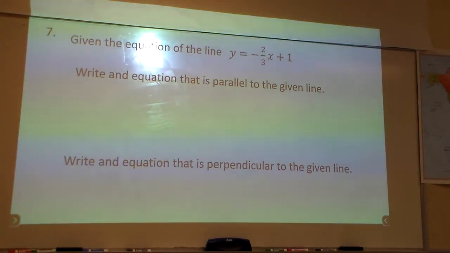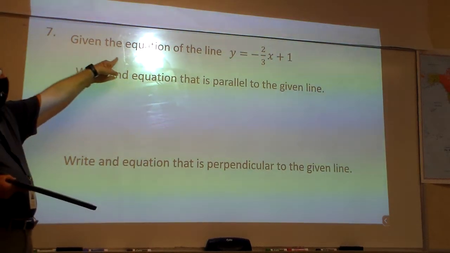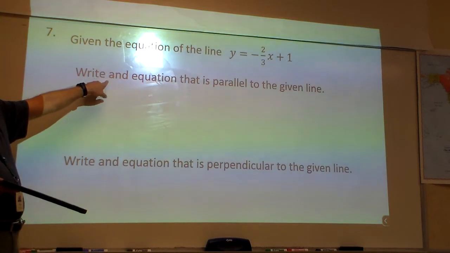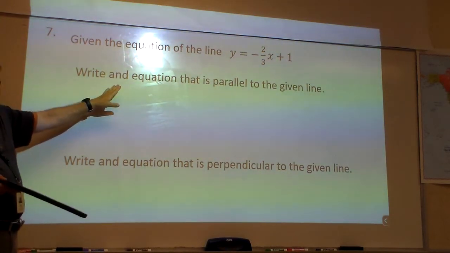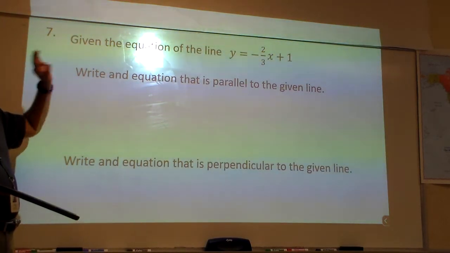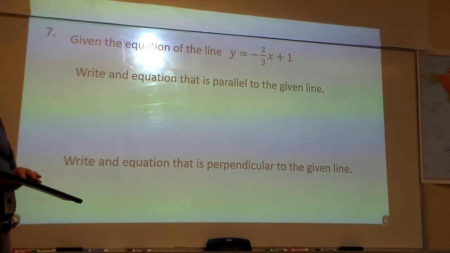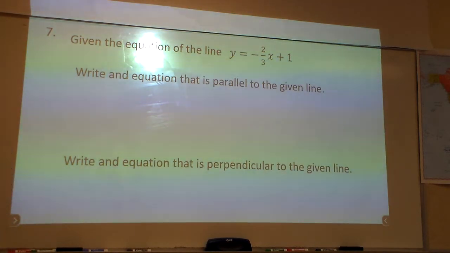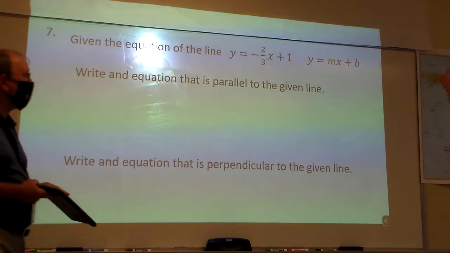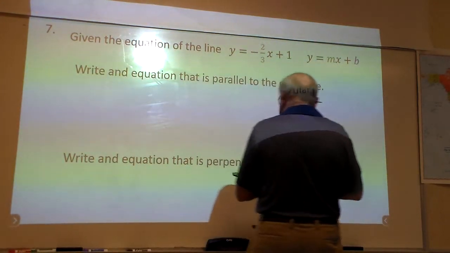Parallel and perpendicular lines. Given the equation of the line, y equals negative 2/3 x plus 1, I just want to write one parallel. What's true about parallel lines? They're going the same direction, right? That means they have to have the exact same slope.